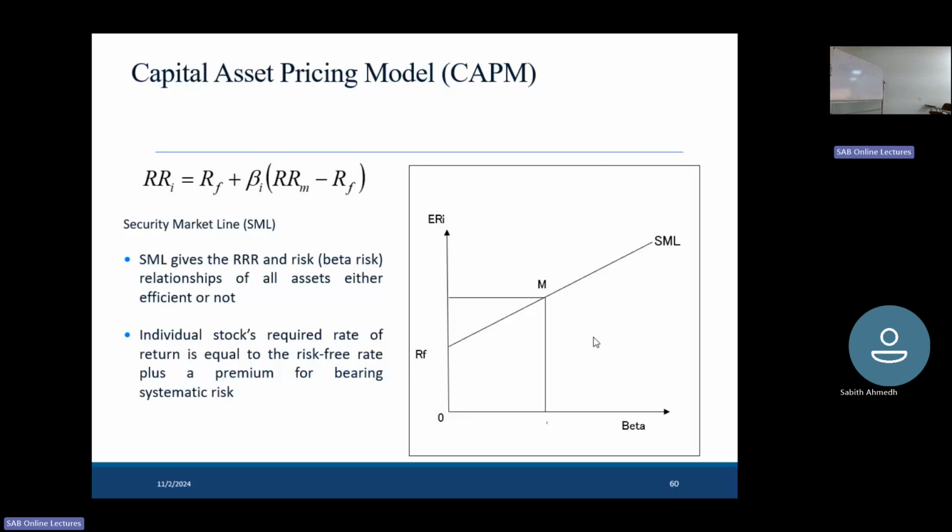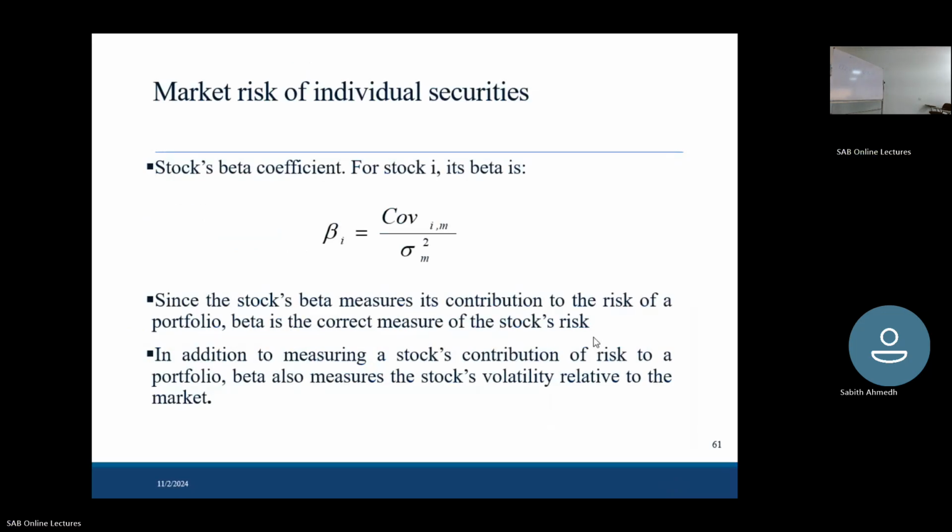So then beta. The beta coefficient you can calculate as the covariance, which we discussed earlier, between the return of stock i and the market portfolio, divided by the variance of the market portfolio.